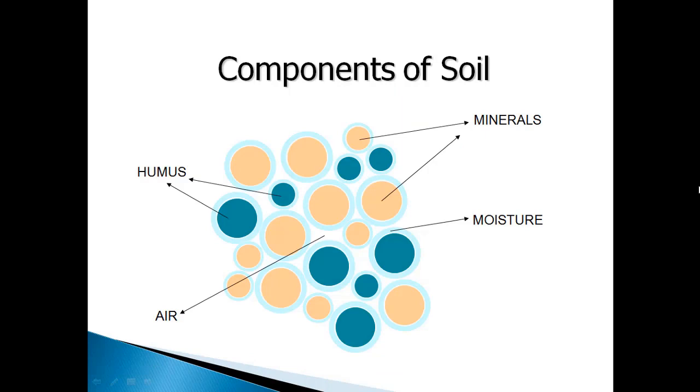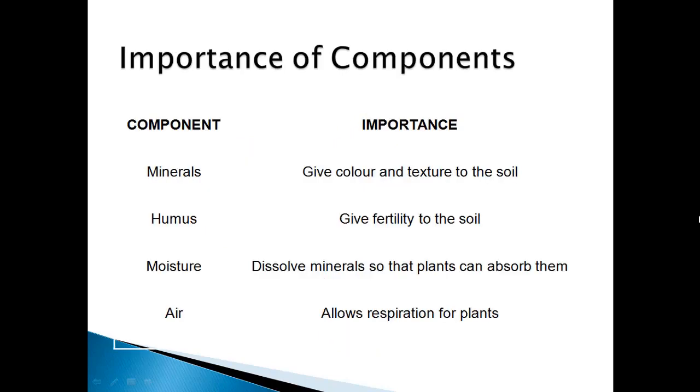This is an analogical diagram. The blue circles represent humus and this light pink color represents minerals, and the intermolecular space between the blue and pink circles represents moisture, and the gap between them represents air. All these components together make good quality soil. Let's understand the importance of all components.